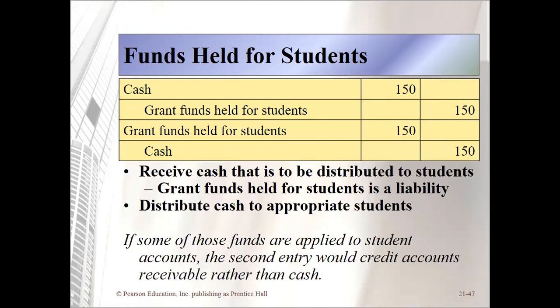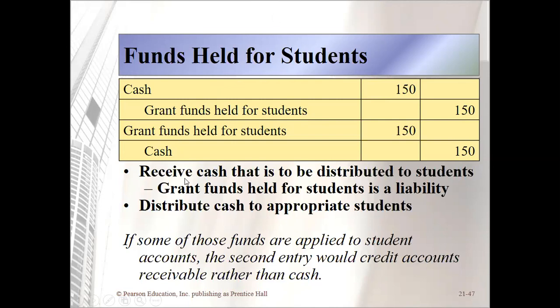But if the funds are being held in a fiduciary capacity, if you can recall, I mentioned that the NPO here, the university or school or college, is acting like an agent, a trustee on behalf of a trustor in a trust agreement. So these grant funds held for students would be liability accounts. Then when the time is right, when students have to get the money from the school, it will simply be a reversal of the previous entry.